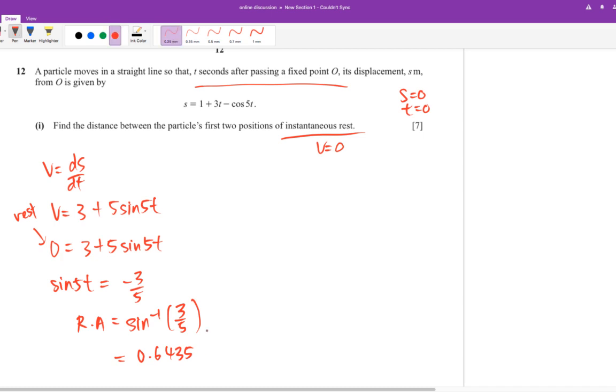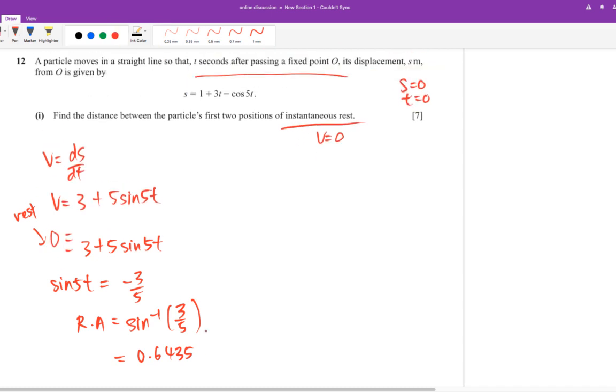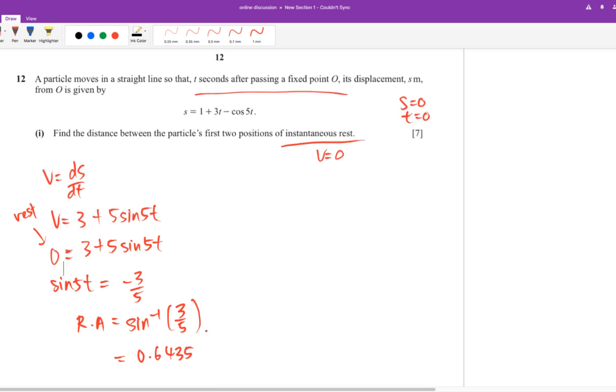Okay, then I will start to analyze when my sine will actually be negative. It will be negative in the third and fourth quadrants. In radians, the third quadrant is pi plus angle, and the last one is 2 pi minus angle. So for the next one, I will use this answer plus pi, and I will get 3.785. And then I will use 2 pi minus 0.6435.